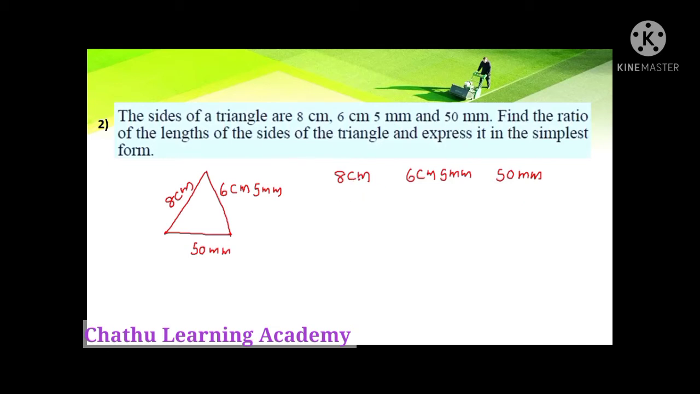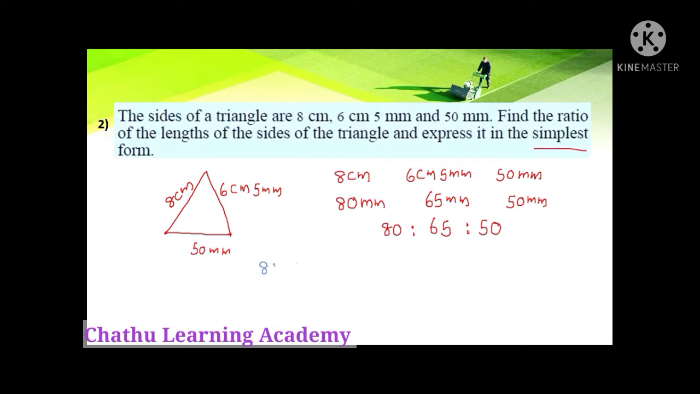Here, how many millimeters are in 1 centimeter? 10 millimeters. Then we want to multiply 8 by 10, 80 millimeters. Here 60 millimeters and 5, 65 millimeters. Here 50 millimeters. Now you can keep the ratio as 80 to 65 to 50. Then we want to keep this ratio in its simplest form. Then we want to find the HCF.